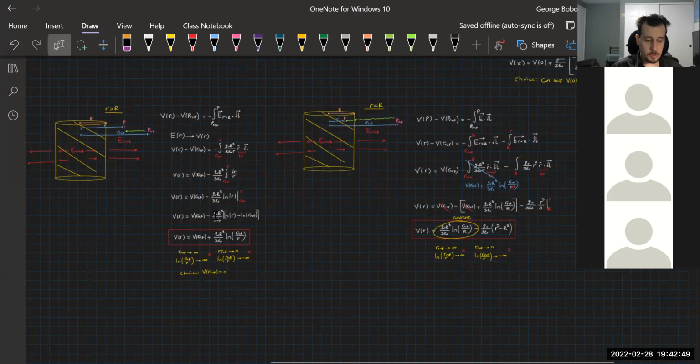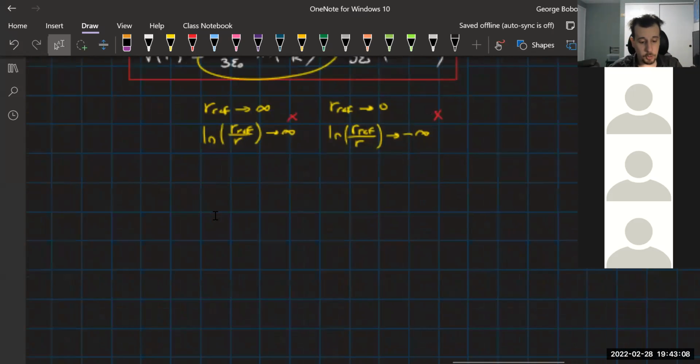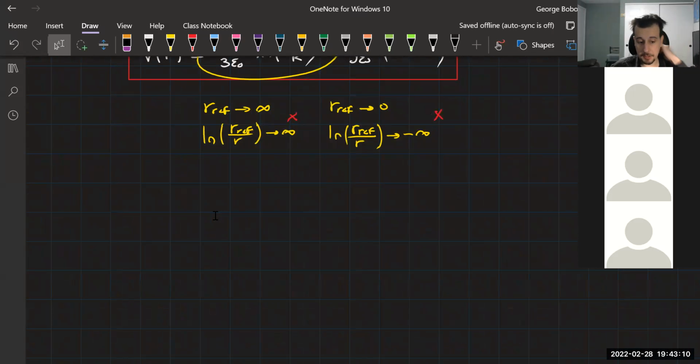Any questions though? Anything I did that was questionable and it didn't convince you? Do you understand the reference point and how, for finite charge distributions, I can put it at infinity, but for infinite charge distributions, well, things break, right? And I can't use infinity or zero in this case. I was trying to get rid of the R reference, but no, you just can't.